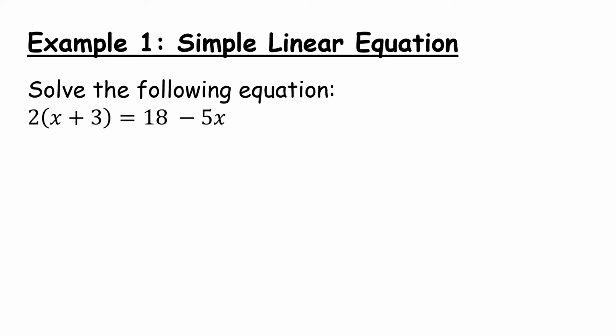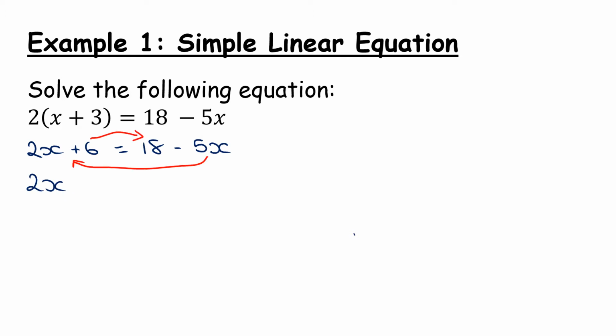In order to find that x equals a number, we have to have an equals given. So let's go through this. The first thing we need to do is multiply out this bracket. So we have 2 times x plus 3. So we'll get 2x plus 6 equals 18 minus 5x. We want to get all the letters on one side and all the numbers on the other. So let's move the 5x across and the plus 6 over this way.